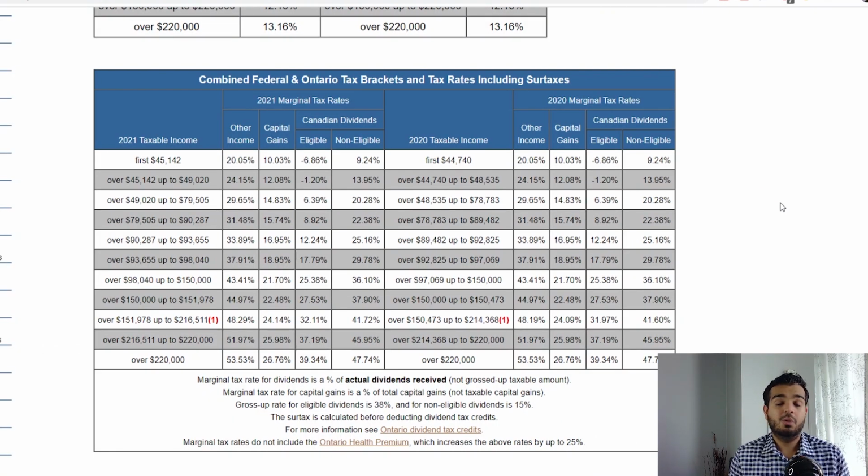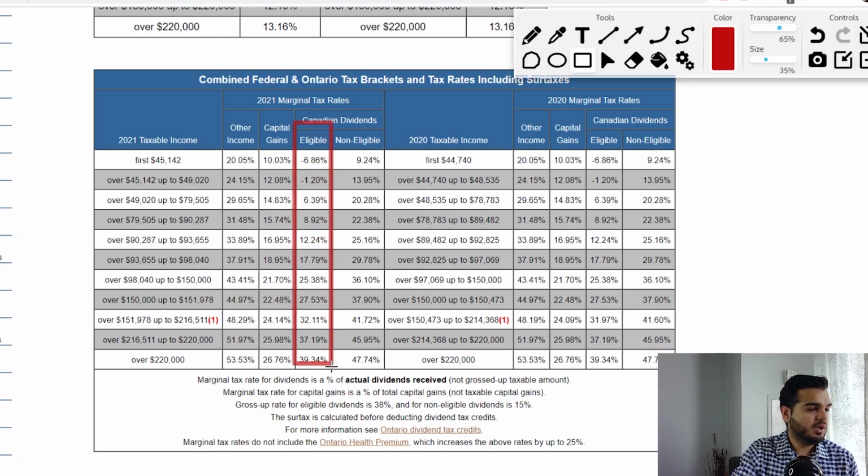Before ending the video, there are 2 things I wanted to quickly talk about, and one is taxes on stocks. The reason I chose blue chip dividend stocks is that dividends are taxed favorably outside of your TFSA and RSP in Canada. So if we're looking at the combined federal and Ontario tax brackets, this is a table you want to see when it comes to paying tax on dividends. So if we're looking at the tax bracket of income between $98,000 and $150,000, this is the line you want to follow. Other income is essentially where you pay tax on your salary.